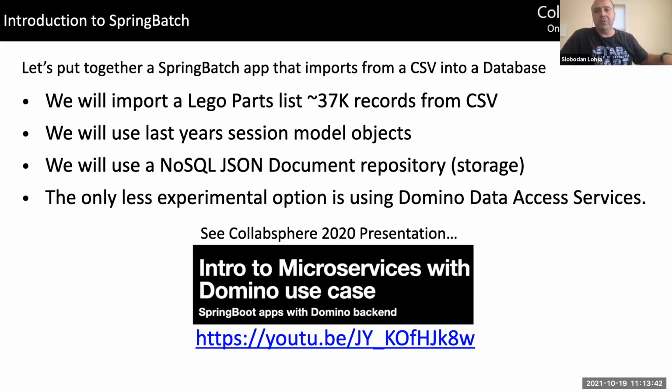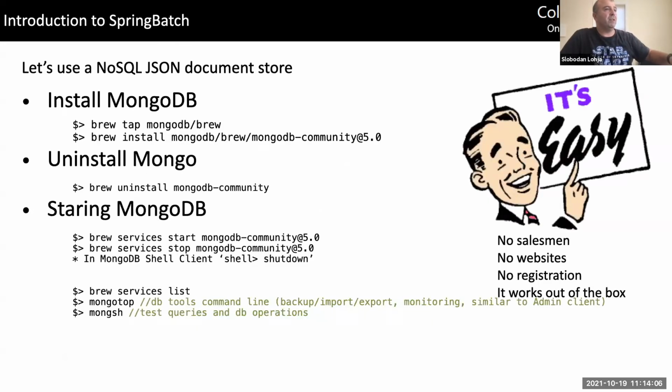I'm going to reuse some model objects from my previous session last year, which was introduction microservices with a Domino use case, which is putting Domino behind a Spring Boot API, a microservice. So that's kind of treating Domino as a NoSQL database. We're going to do that. And then one of the requirements here, I used Mongo because it was very easy. It takes 5 minutes to install Mongo.